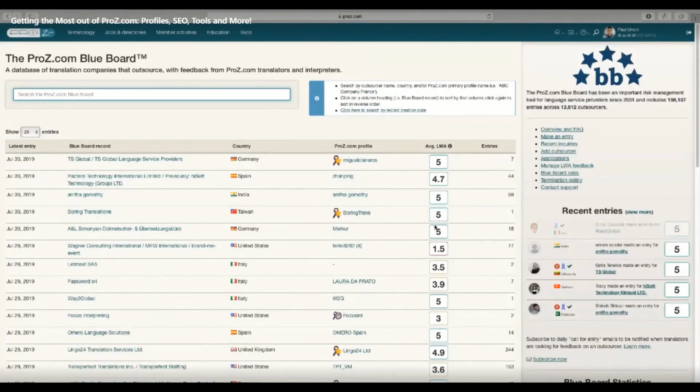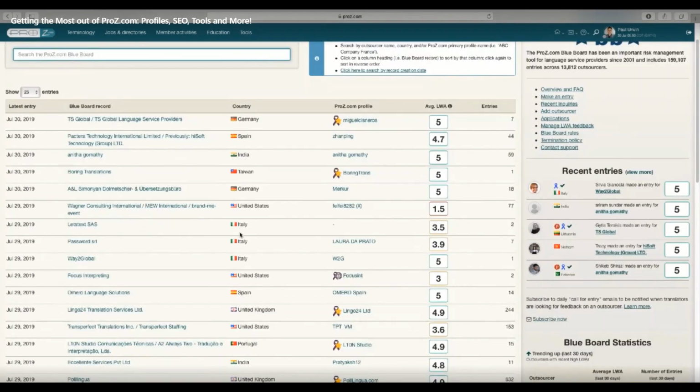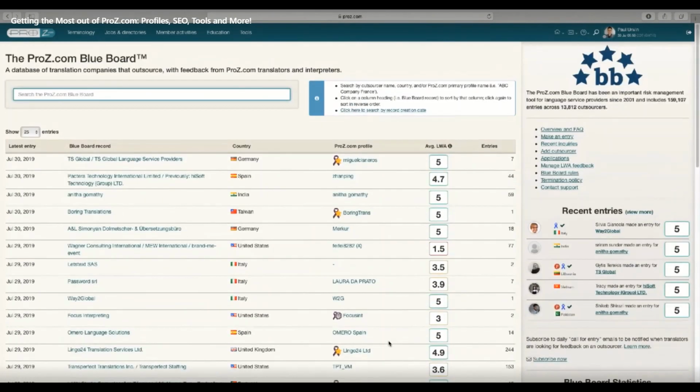And what does that mean? It means that you should perhaps invest some time in checking out a particular company's listing on the blue board before you go ahead and work with them.